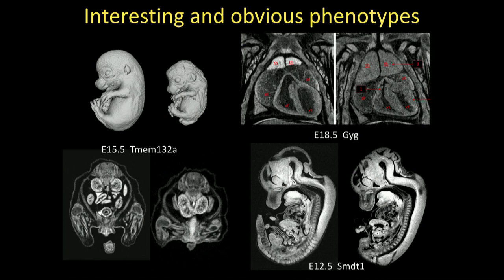And SMDT1 is another gene with unknown function, but you can see it has excessive brain foliation in these embryos. These embryos mysteriously die shortly after this time point, and we can't quite figure out why. There's no structural defect in the heart that we can see, and we're not sure exactly what's responsible for the lethality.